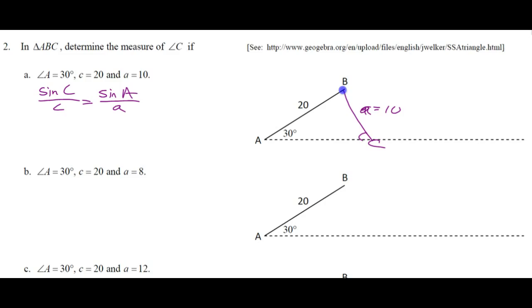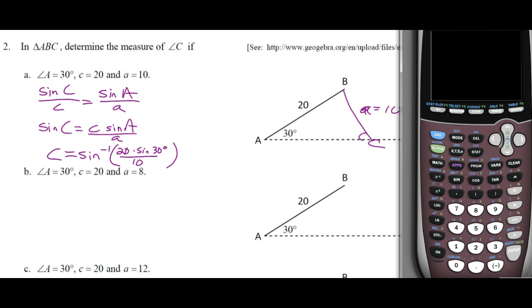Okay, put the angle up top. So sine C is equal to c times the sine of A over little a, and C is equal to the inverse sine of, so in this case we can fill in all the numbers now, right? So we've got little c is 20 times the sine of 30 degrees over 10, and so what do we get?